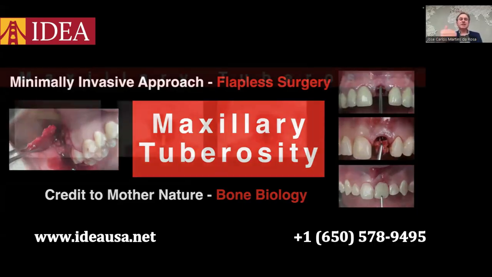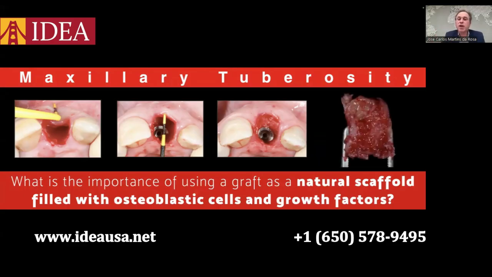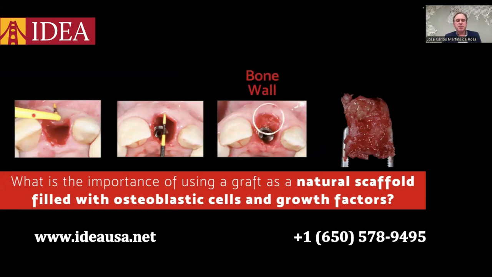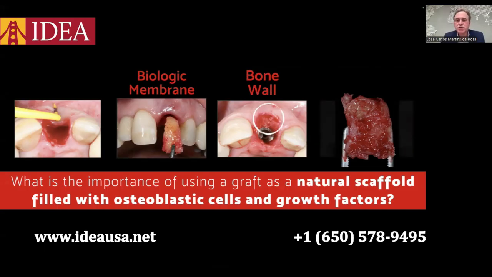But the question is, what's the importance of using a graft as a natural scaffold filled with osteoblastic cells and growth factors? Look what is missing here. It's missing completely the buccal wall. And now you can see here the thickness of the new buccal wall using autogenous bone graft from the maxillary tuberosity. And our target is to use this block bone first as a biological membrane to prevent cell competition between hard and soft tissue. And then after we insert the block bone, we pack particulate bone as a bone filler. And immediately after that, we install the provisional restoration.